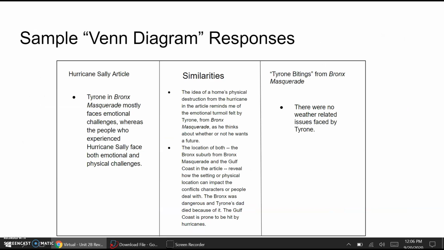And then the last skill that we had covered was making connections across genres. And so we had looked at that Hurricane Sally article and compared it to the chapter from Bronx Masquerade titled Tyrone Biddings. And we looked at similarities between the two texts, even though one is nonfiction and one is fiction. And then we looked at how each text was unique and different on its own.